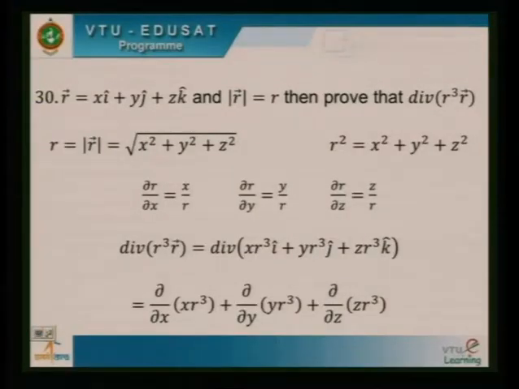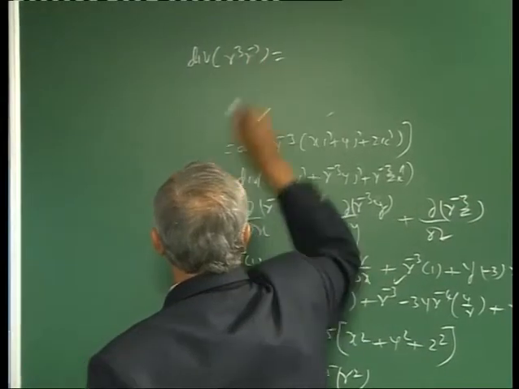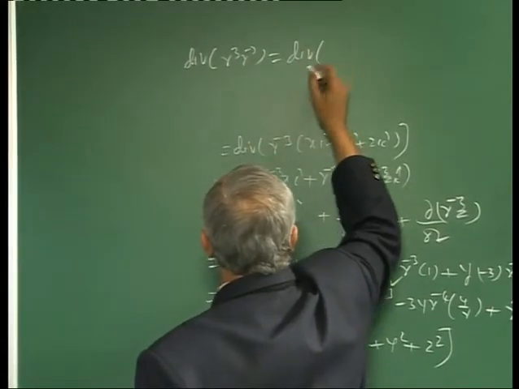Next, if r vector is equal to xi vector plus yj vector plus zk vector and modulus of r vector is equal to r, then prove that divergence of r cube into r vector. Now you have to write first divergence of r cube into r vector means divergence of r vector r cube.